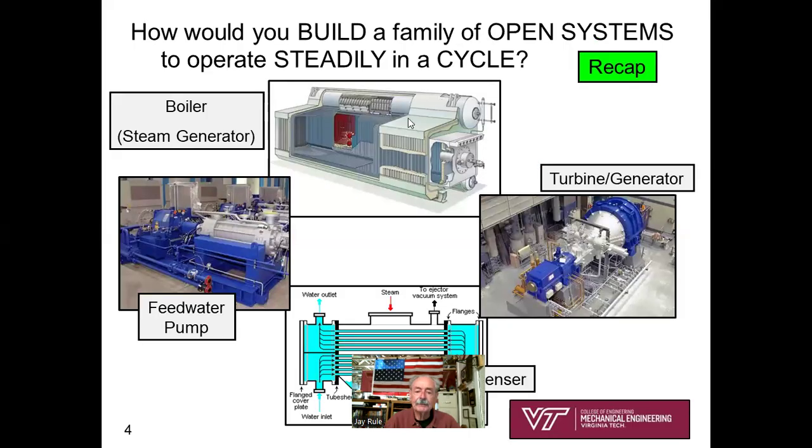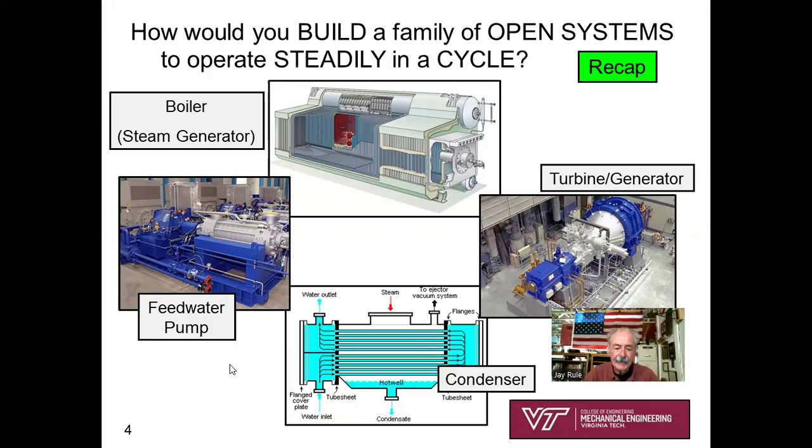Another little recap: how would you take a set of open systems, steady state, steady flow, and put them together to build a system operating in a cycle? Here's how you do it. You'd buy yourself a boiler, a device that operates at high pressure and takes in heat energy, Q dot H, and transforms boiler feed water, compressed liquid, into high pressure superheated vapor.